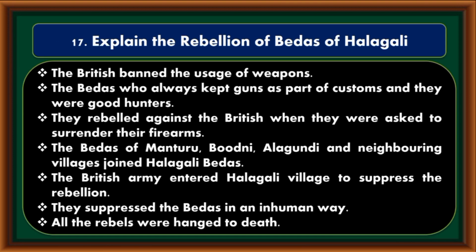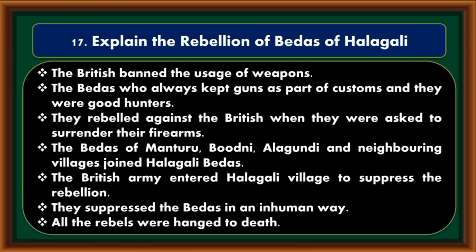Explain the rebellion of the Bedas of Halagali. The British banned the usage of weapons. The Bedas always kept guns as part of customs, and they were good hunters. They rebelled against the British when they were asked to surrender their firearms. The Bedas of Manturu, Bodani, Alagundi and neighboring villages joined the Halagali Bedas.